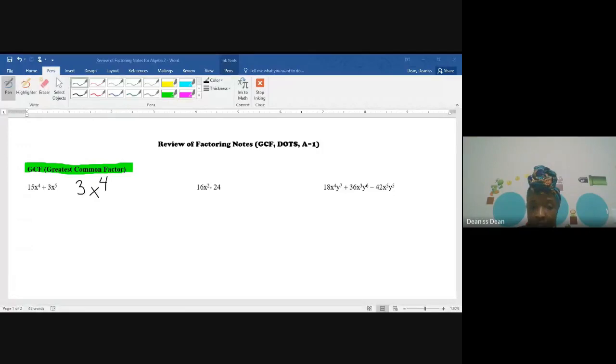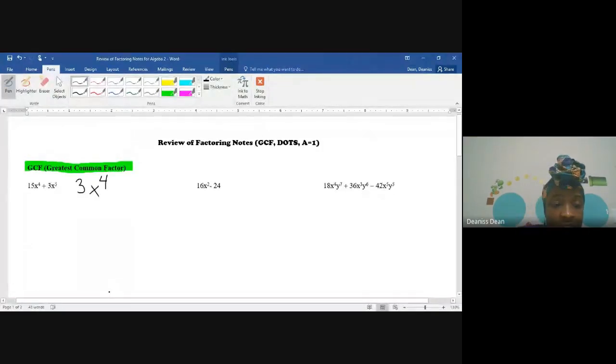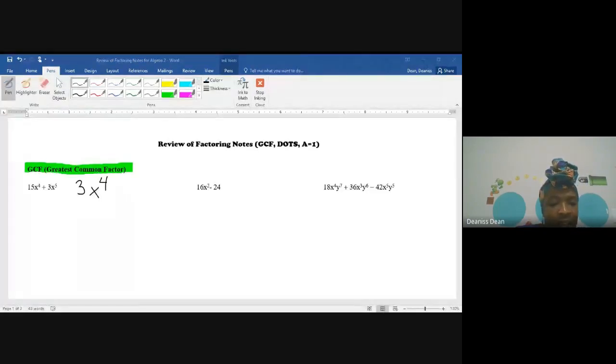So we found the GCF of the expression. Now we need to actually factor it out. Does anybody remember how you factor out a GCF once you find it? Factoring out the GCF once you find it.